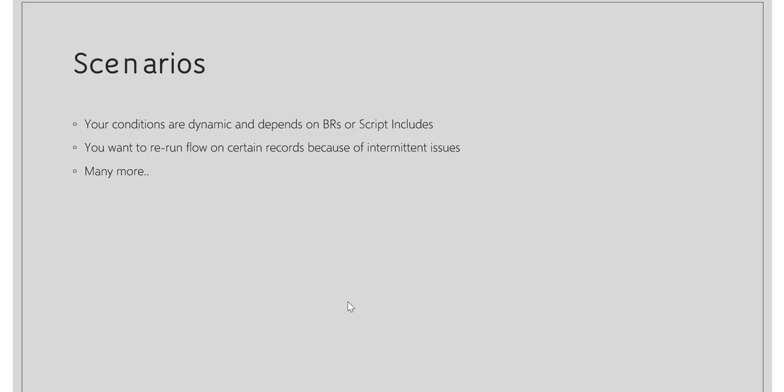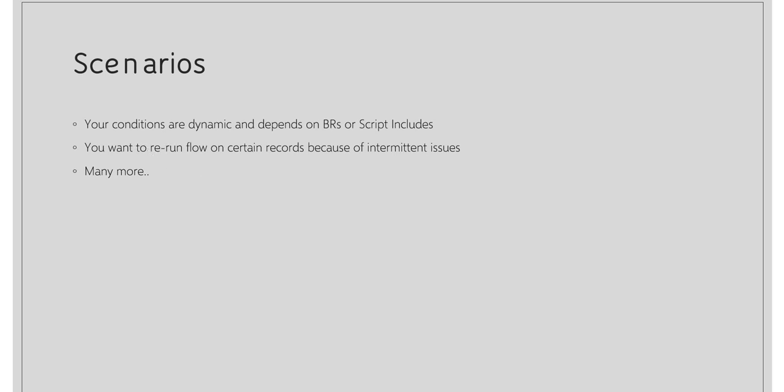In which scenarios would you call a flow from a script? Flows already have their own triggers, and there are many trigger conditions available out of the box. But there might be conditions that are dynamic and depend on business rules or script includes which you have already written, and then you want to trigger flows from there. In that condition you can call flows using scripts.